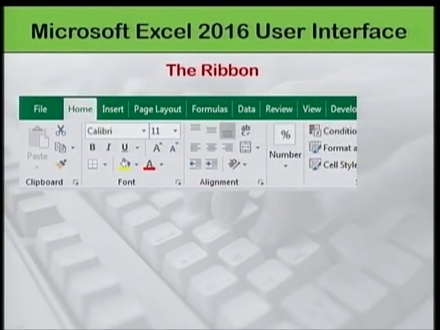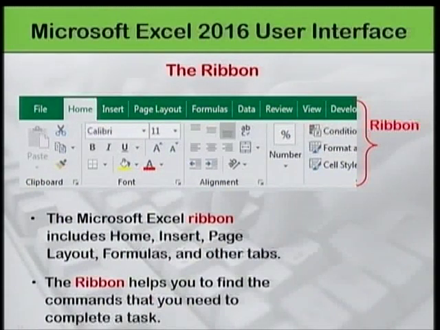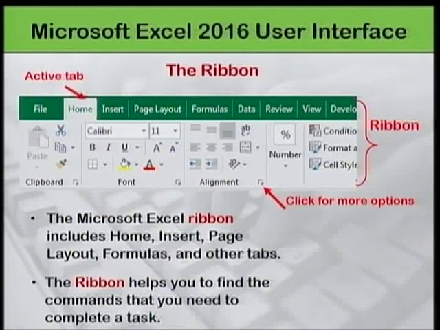Now, students, let's explore some of the basic components from the interface of Microsoft Excel 2016. The ribbon. The Microsoft Excel ribbon includes Home, Insert, Page Layout, Formulae, and other tabs. The ribbon helps you quickly find the commands that you need to complete a task. It contains multiple tabs, each with several groups of commands. Each tab will have one or more groups. Some groups will have an arrow. You can click for more options. In the above example, Home is the active tab of the ribbon.